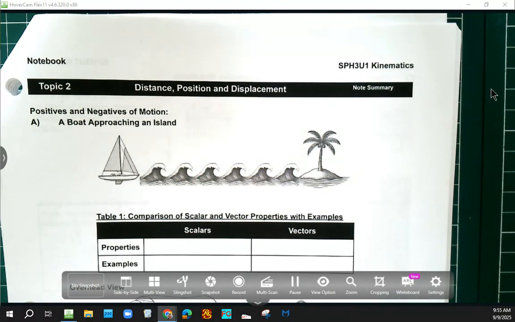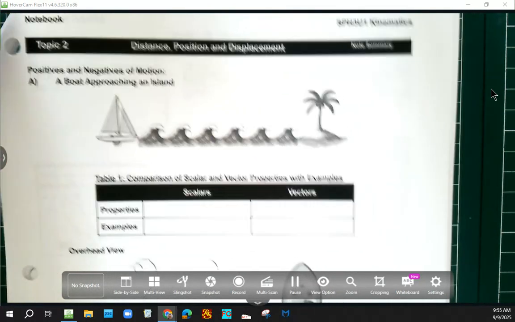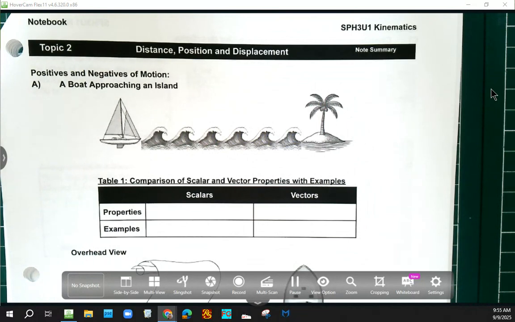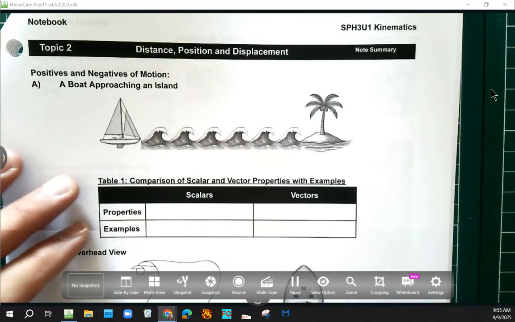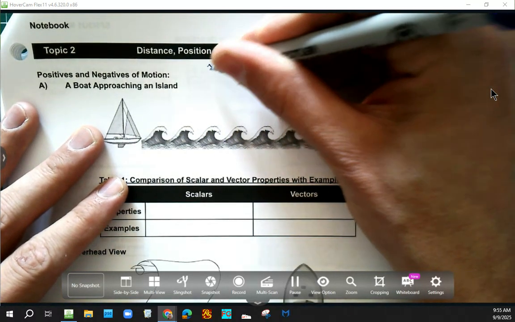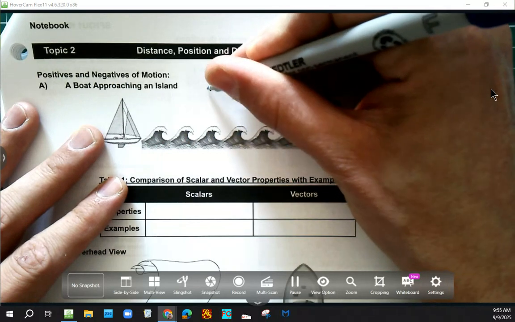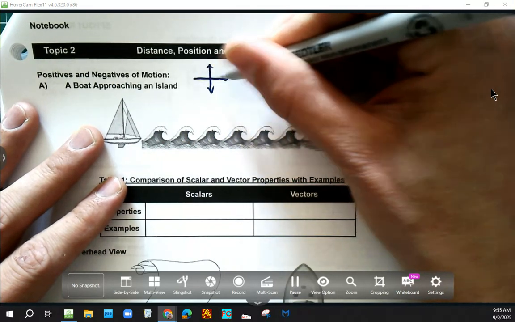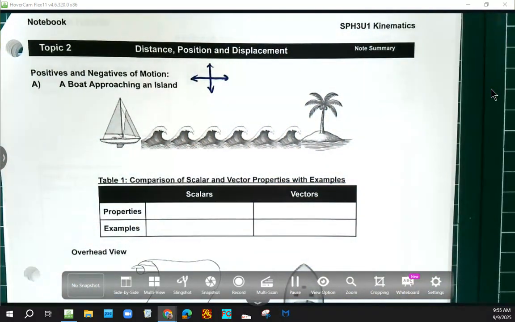All right, so we got a boat on the water, and we're going to talk about distance, position, and displacement. I've been trying to talk about these casually as we've been going along, but we're going to formalize it a little bit. First of all, we want to deal with what we call a reference frame, or a frame of reference, which includes just defining what the directions are.